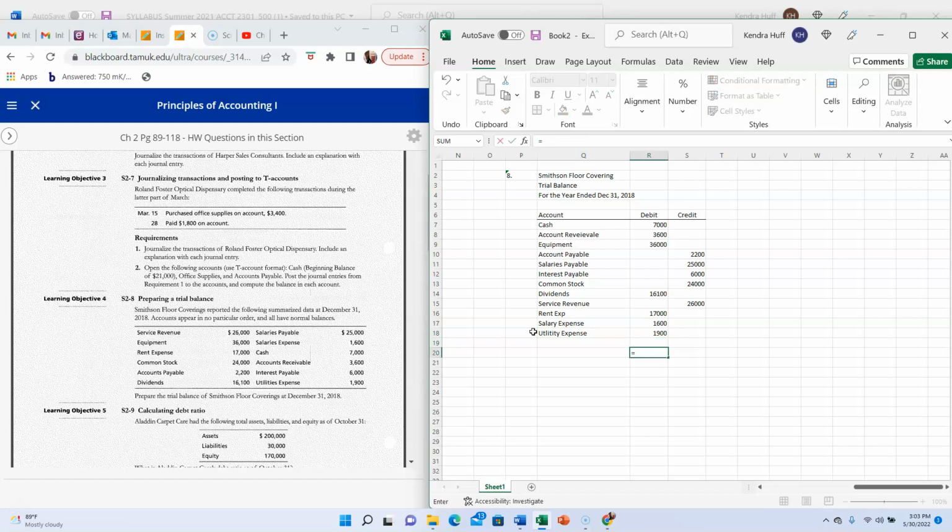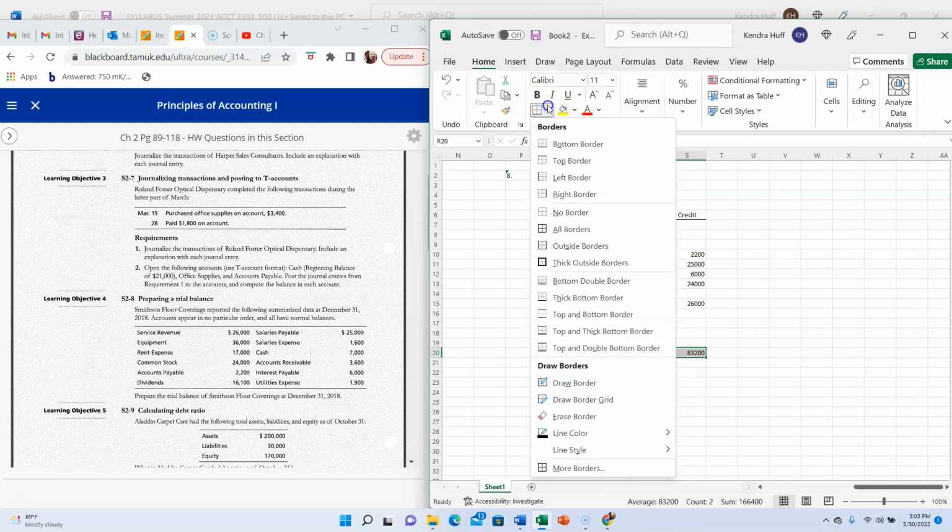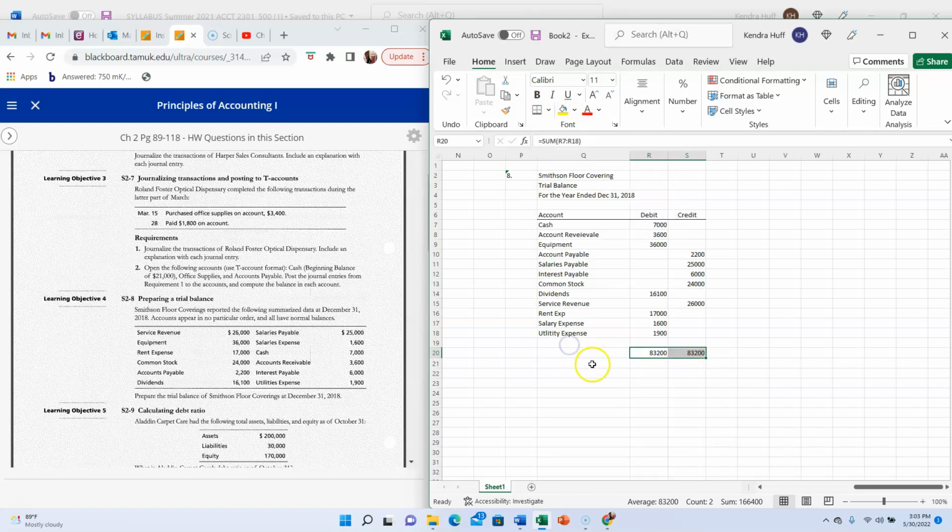Then you add up both sides. I prefer to use the summation. So equal sum, and then highlight the column that you want to add up, or the row if you're going that way, but in this case it's column. And these two numbers should balance out. And they do, so I know that I at least have equal debits and credits.